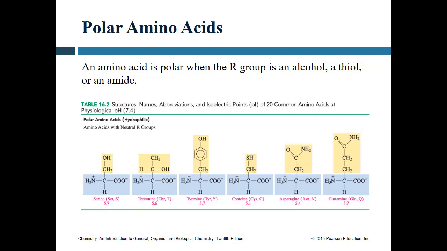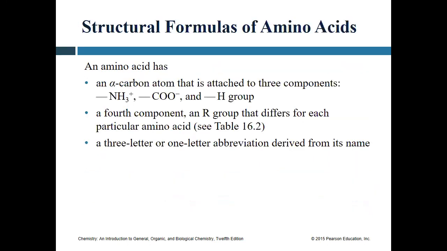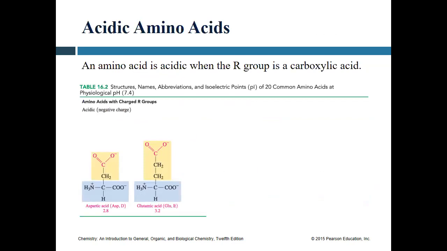Now the polar groups, you can break into categories. So these 6 are what are considered neutral, meaning they are neither acidic nor basic. But within the polar amino acids, we also have those that are acidic. And we can tell their acidity because they've got a carboxylic acid group on them on the end.